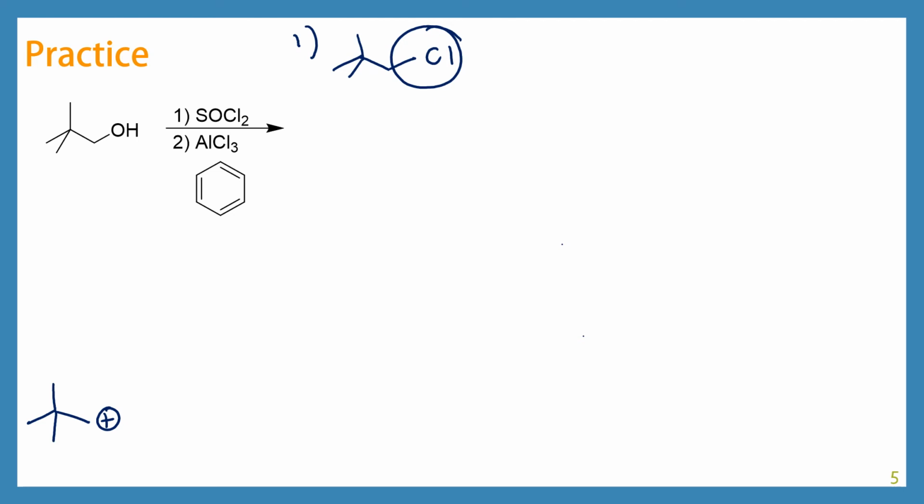Hopefully you said no. What we can do instead is move this methyl group over in an alkyl shift and create a better carbocation. This carbocation is tertiary, which is definitely much better than the primary carbocation that we started out with. That means this is the electrophile that benzene is going to attack.